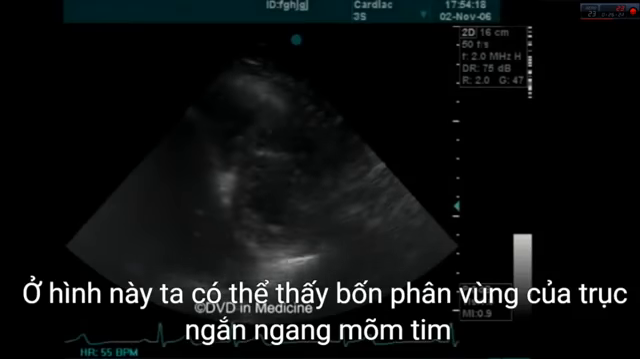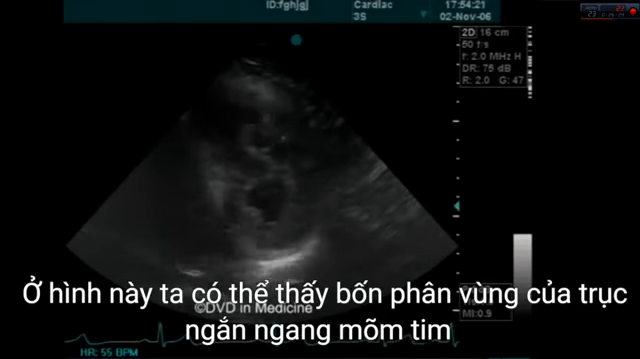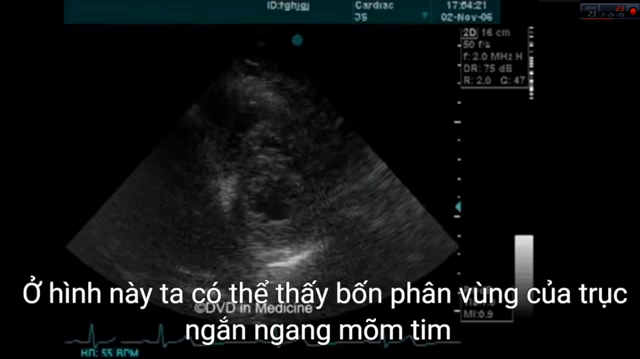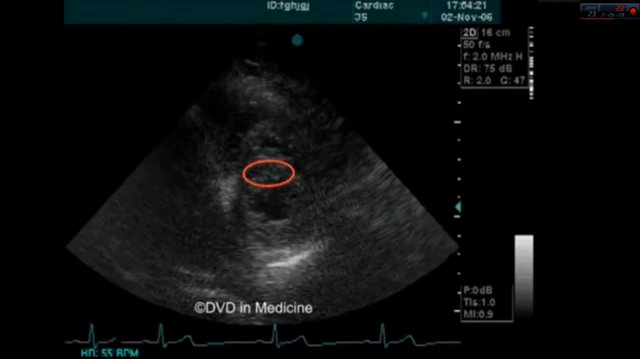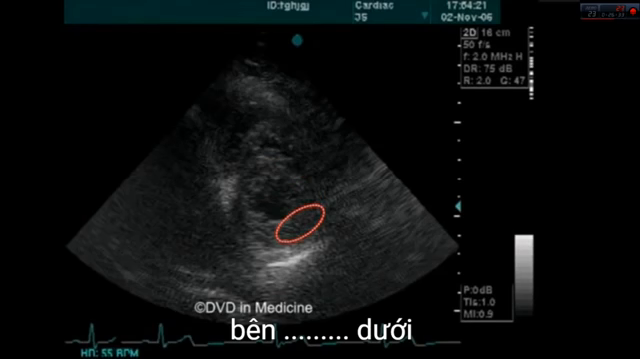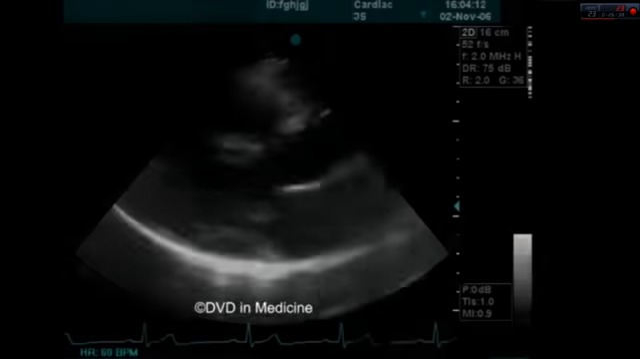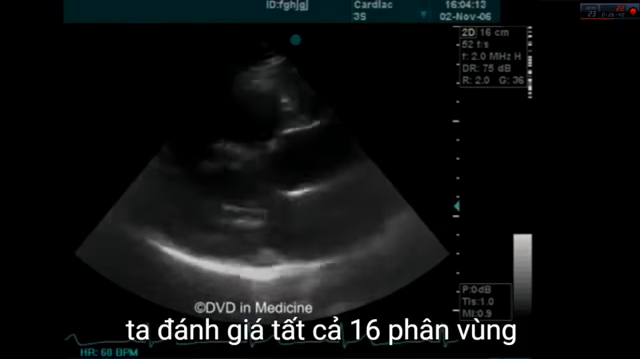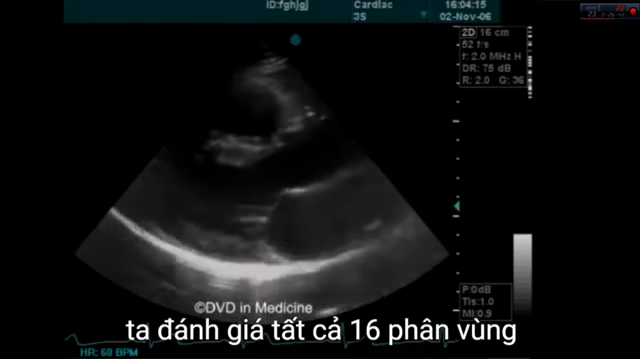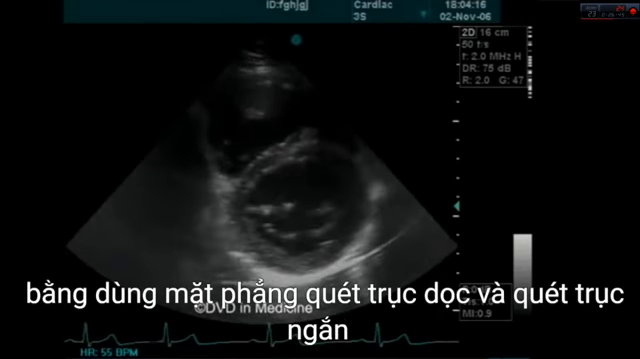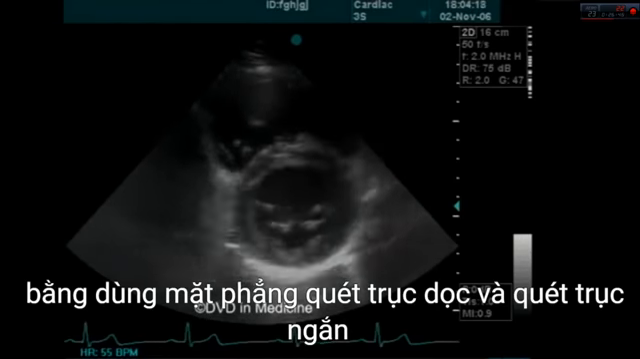In this image, one can see 4 segments of the short axis at the apex level: septal, anterior, lateral, inferior. We assess the contractility of all 16 segments with the use of long axis scans and short axis scans.